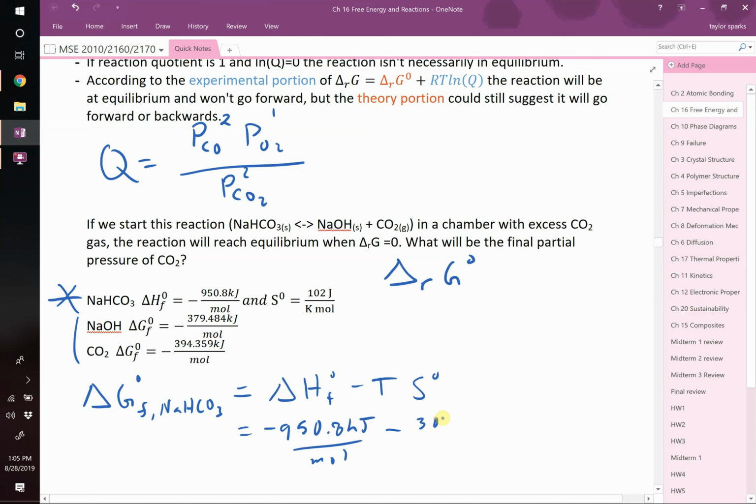minus 300 Kelvin multiplied by 102 joules. Careful, that's a joule, whereas the other one's in kilojoules, okay? So let's just convert that to kilojoules right now and say that it's 0.102 kilojoules, per Kelvin per mole. Notice the Kelvin there, that lets our temperature in Kelvin cancel out. So punch that in and somebody tell me what you get.